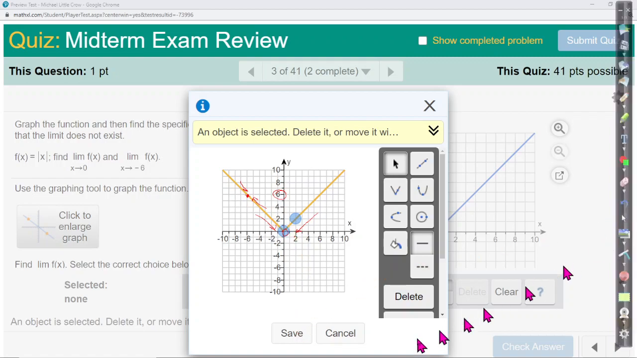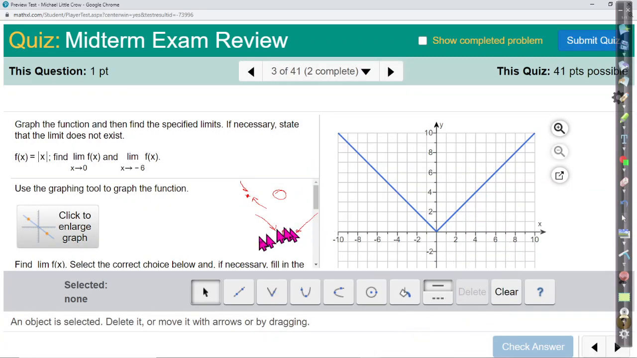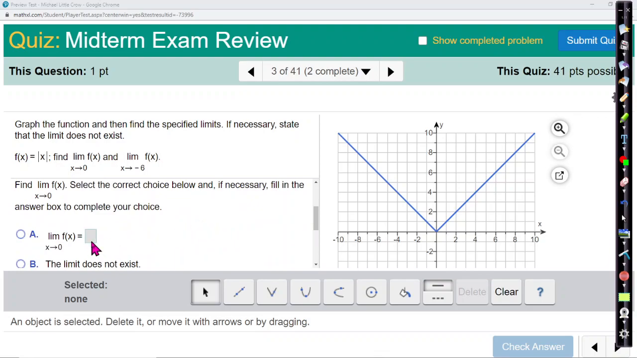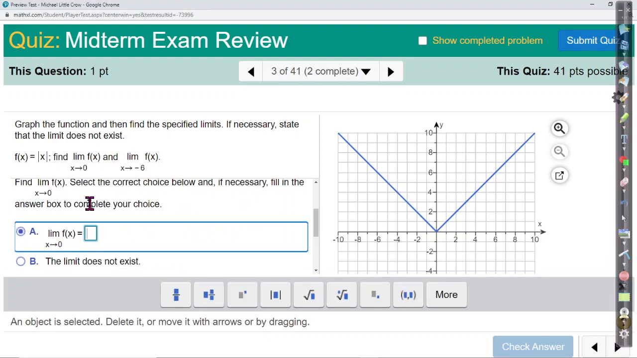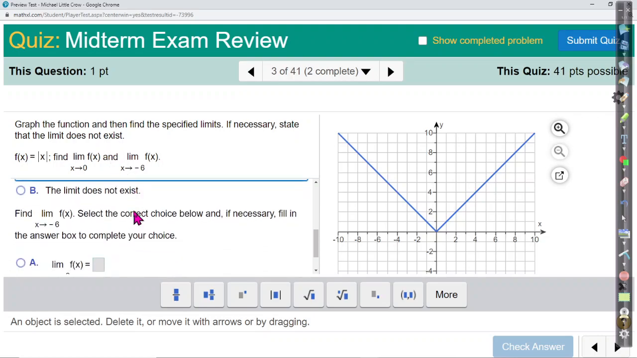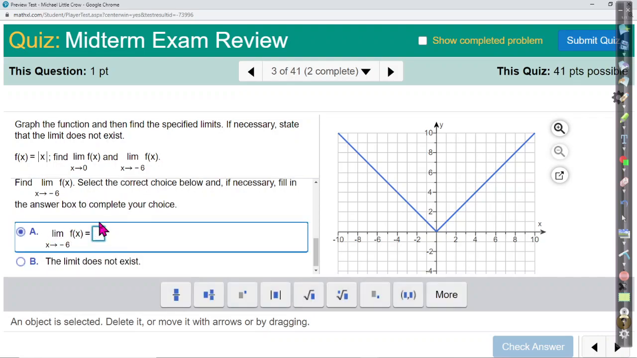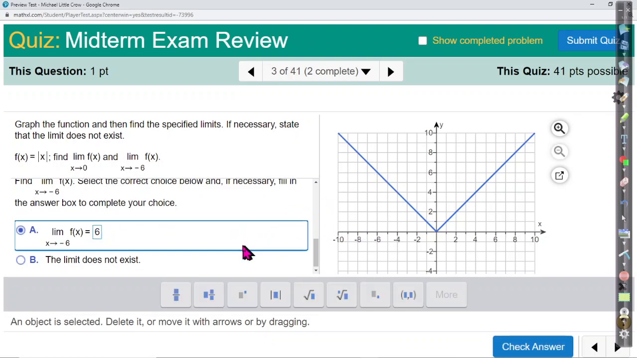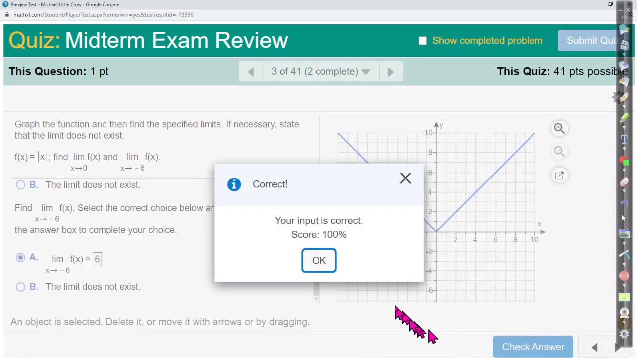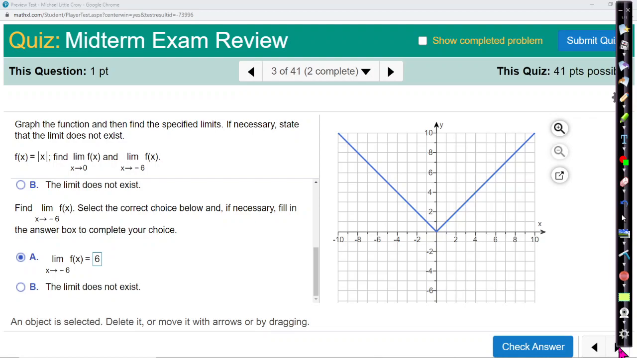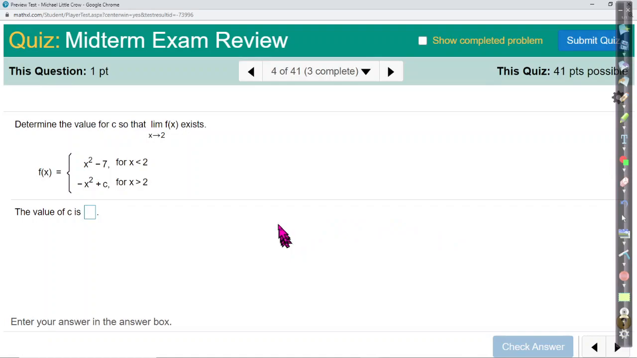I think I have to save this again, or maybe I can cancel it because I've already got it there. Let's clear those things out. So we can say, remember, the limit as x goes to 0 is also 0. And then as x goes to negative 6, the limit is positive 6. It's the y value that we're interested in. So at negative 6, we go to 6. So those are our limit questions. Good job. Compliment myself, right? You gotta compliment yourself, right?